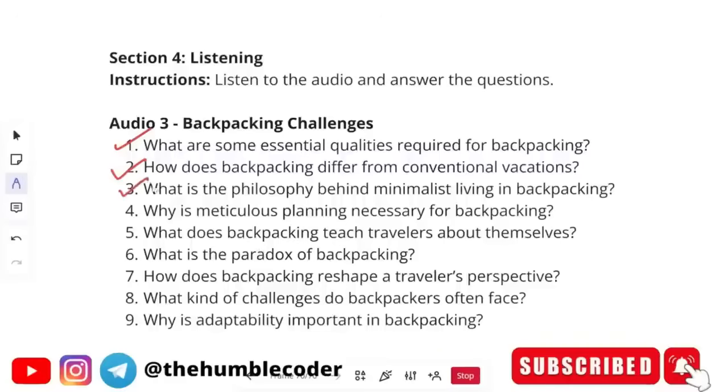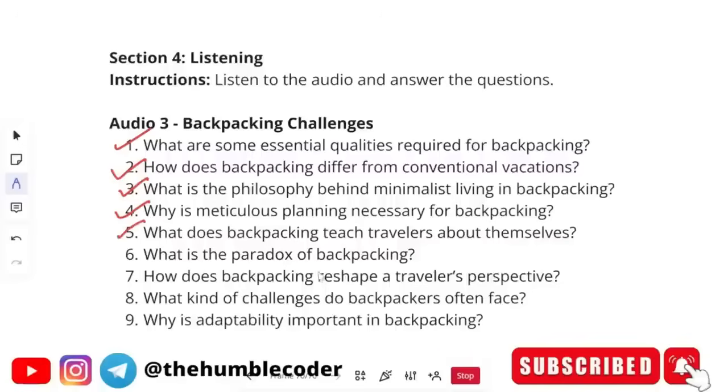Moving on to the next question, what is the philosophy behind minimalist living in backpacking? The answer will be: the philosophy behind minimalistic living in backpacking is to rely on only what is necessary. Moving on to the next question, why is meticulous planning necessary for backpacking? The correct answer is: planning is important to understand local environments, customs and possible risks.